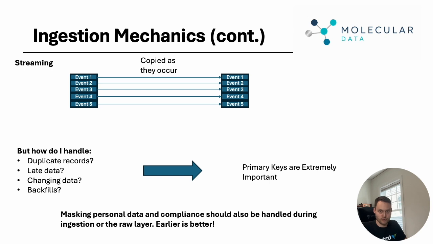One last thing before we move on to the next section. The ingestion process, or the raw layer, is the best place to apply personal information and compliance controls to your data, since it's the earliest step in your data process. If it happens later, your data might have proliferated through your warehouse, making these processes more expensive. Once again, that's a topic for another video.